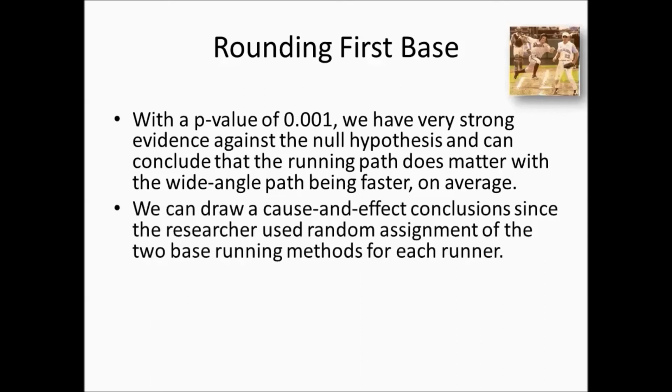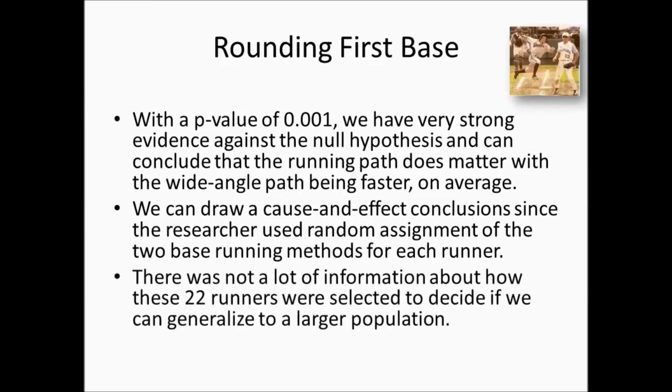We can draw cause and effect conclusions since the researcher used random assignment of the two base running methods for each runner. There was not a lot of information on how these 22 runners were selected to help us decide if we can generalize to some larger population.